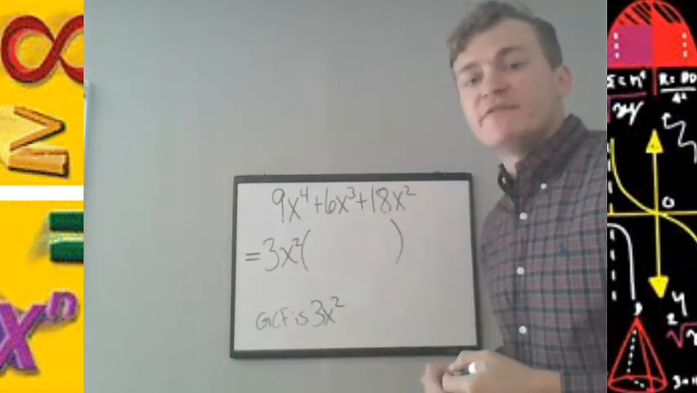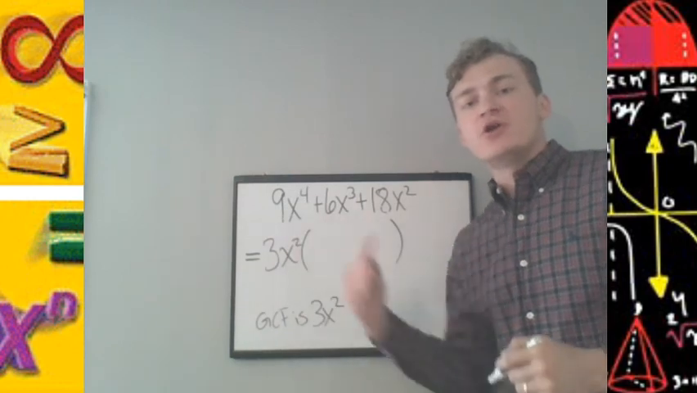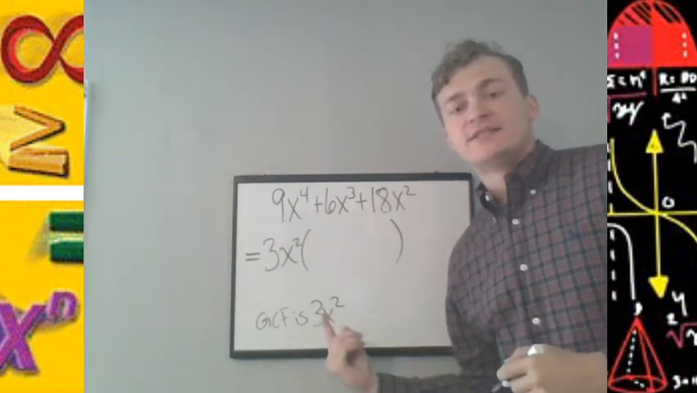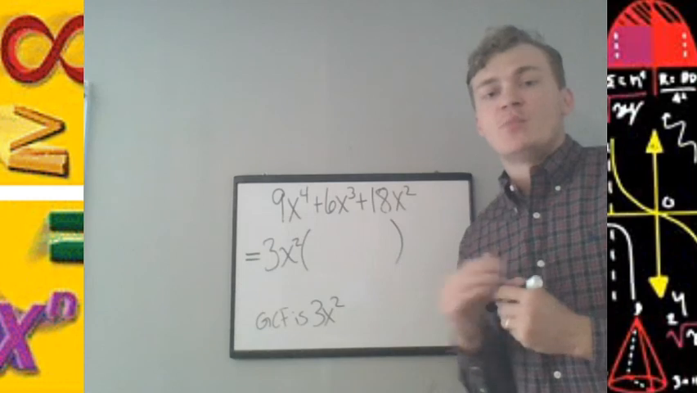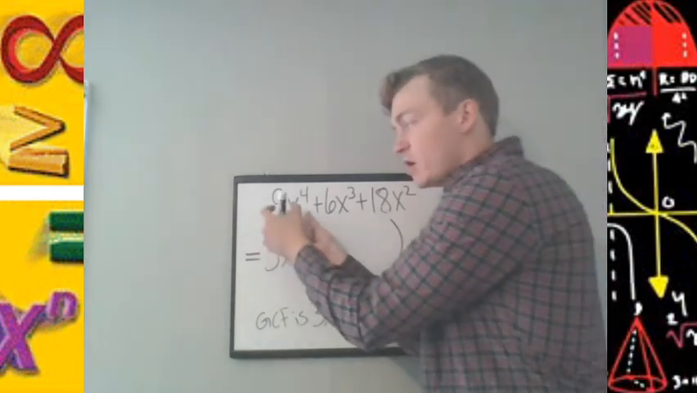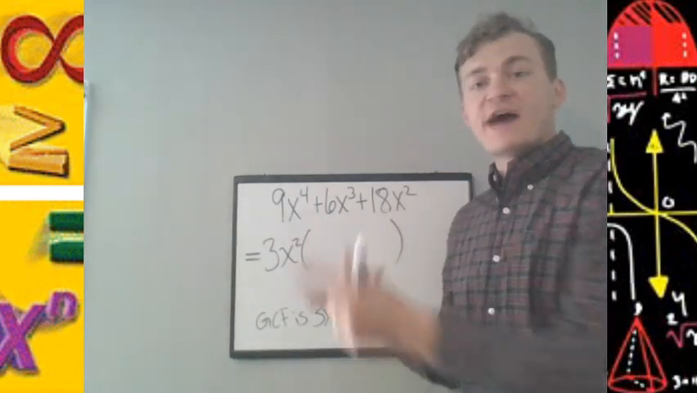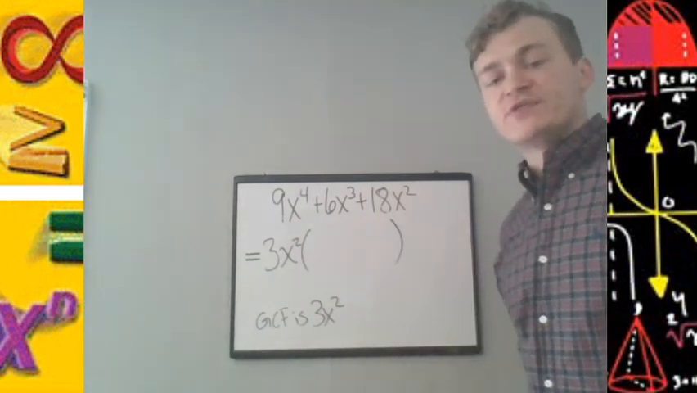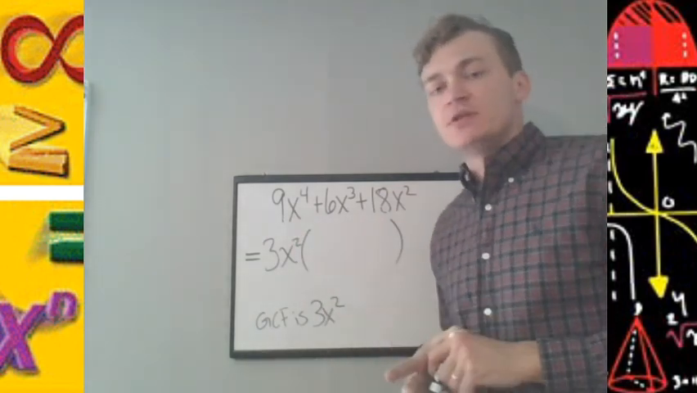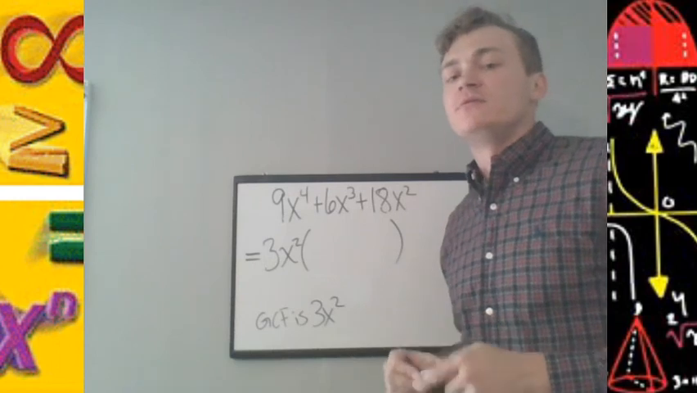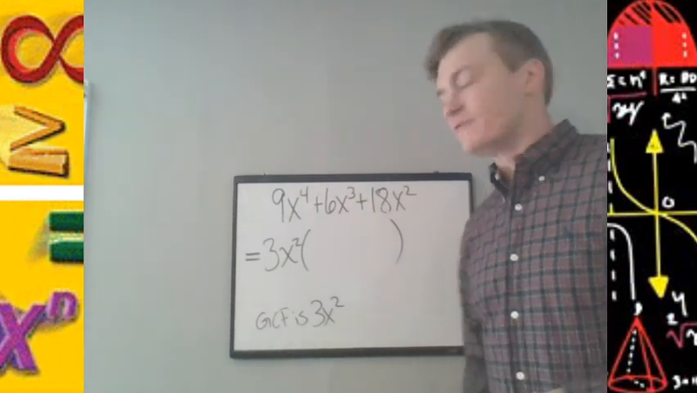So the greatest common factor for our trinomial expression is the 3x squared. Because 3x squared can actually be pulled out or factored out of each of these three terms. And it's the largest such factor that can be factored out. So it's the GCF.